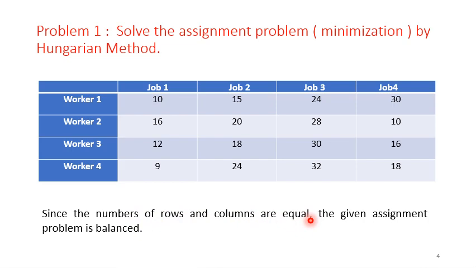If so, then we can say that the problem is balanced. So here you can see there are 4 workers, 4 jobs, 4 rows and 4 columns. So hence it is a balanced problem.